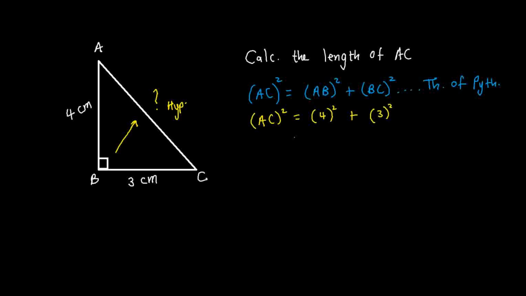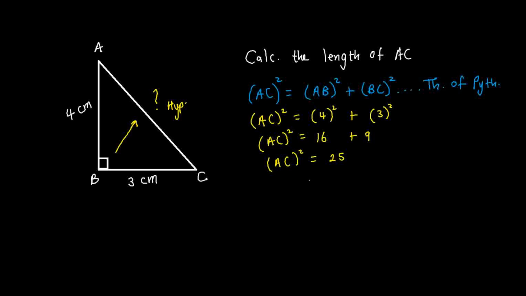So AC squared is equal to 4 squared, which is 16, plus 3 squared, which is 9. And of course, if you want, you can actually put the units inside. So if I have centimeters, it's going to be 16 centimeters squared plus 9 centimeters squared. So AC squared is equal to 25 centimeters squared.